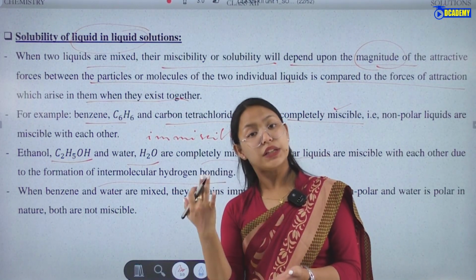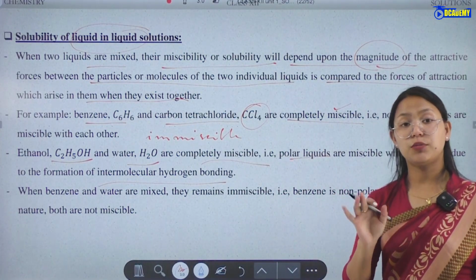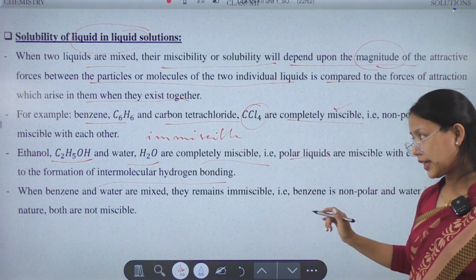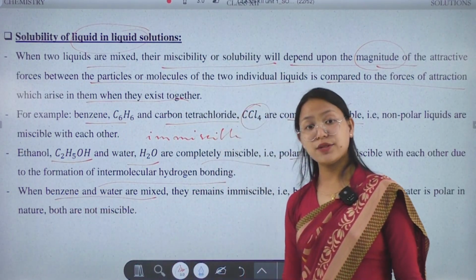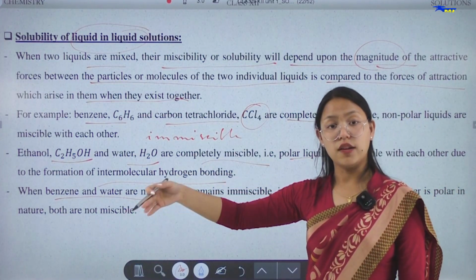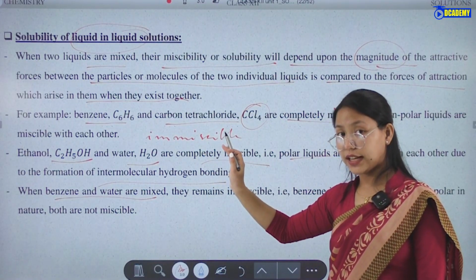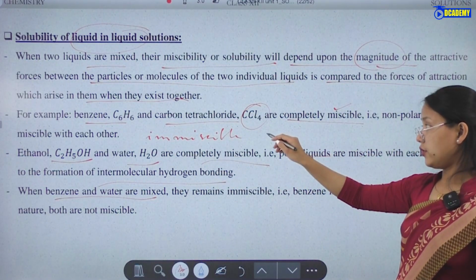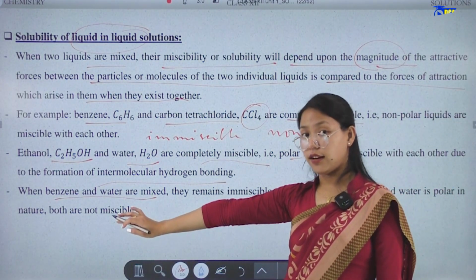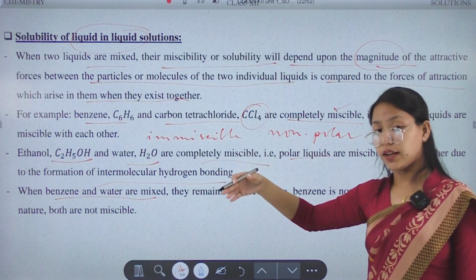Soluble or immiscible depends on the formation of intermolecular hydrogen bonding. Then next, when benzene and water are mixed: water is a polar solvent, while benzene is non-polar. Benzene and carbon tetrachloride are both non-polar, and ethanol and water are both polar. Non-polar mixes with non-polar, and polar with polar.